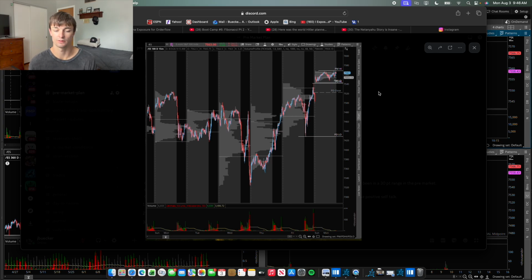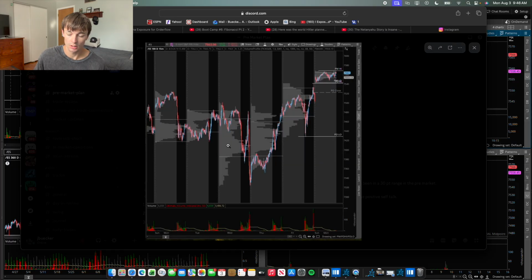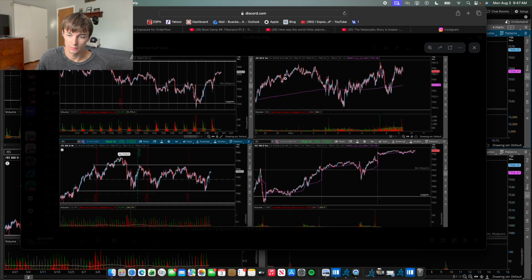So, a couple main scenarios I'm watching. First, we have this little tight balance. Easy peasy, like my bread and butter setup. We're in this balanced range, so I look for mean reversion. Right here, first setup, watching this lower time frame balance for a mean reversion. Outside of that, I'm pretty much looking for continuation. If we break the highs of this little balance, I'm looking for a push into the higher time frame balance highs. If we break the low of that balance, I'm looking for a higher time frame mean reversion.